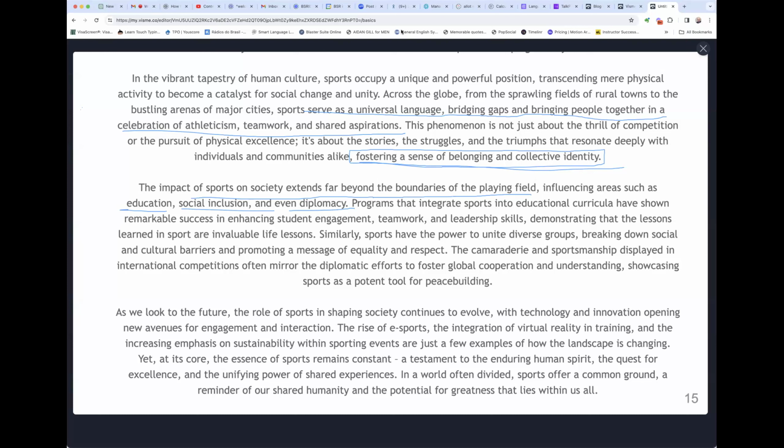Teacher, my question is asked in the second paragraph. The question about how the sports can change the society health. Yes. In the second paragraph, it said that programs that integrate the sports into educational curricula have shown remarkable success in enhancing student engagement, teamwork, and leadership skills, demonstrating that the lessons learned in sport are invaluable life lessons. Similarly, the power to unite diverse groups, breaking down social and cultural barriers and promoting a message of equality and respect. Okay. Very good, Cecilia, but your question is about health, no?